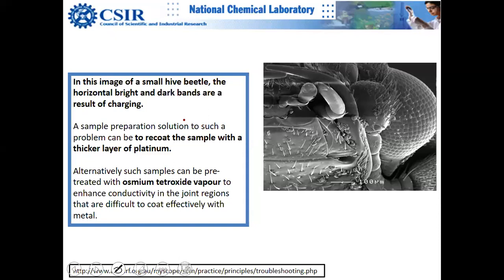So this is the image of a beetle, and you see many times this kind of horizontal fringes. You can see this dark line and bright and dark. Those are because of the charging effects. So there are two solutions. One is you coat again. That means your coating of platinum was not sufficient, so you have to coat it one more time.